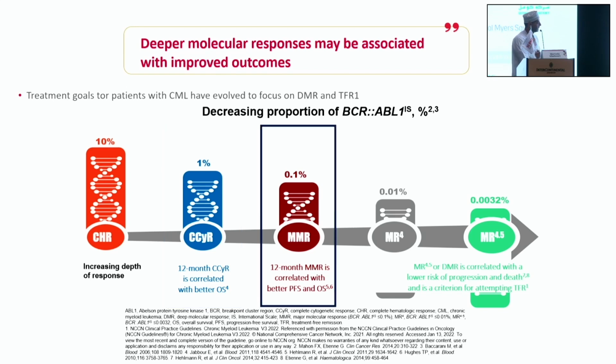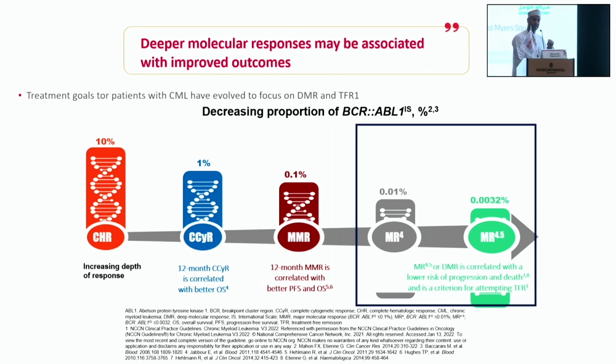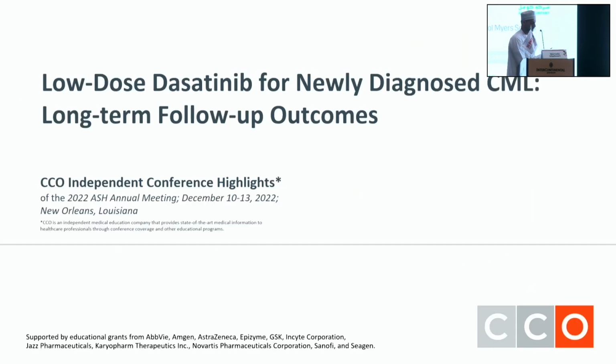Also, when you look at MMR, the 3-log reduction, MMR correlates with better progression-free survival and also better overall survival. When you look at the deep molecular responses, the value of these responses has more to do with attempting TFR. So the views on these targets stayed the same, and the only change is the disappearance of the accelerated phase.